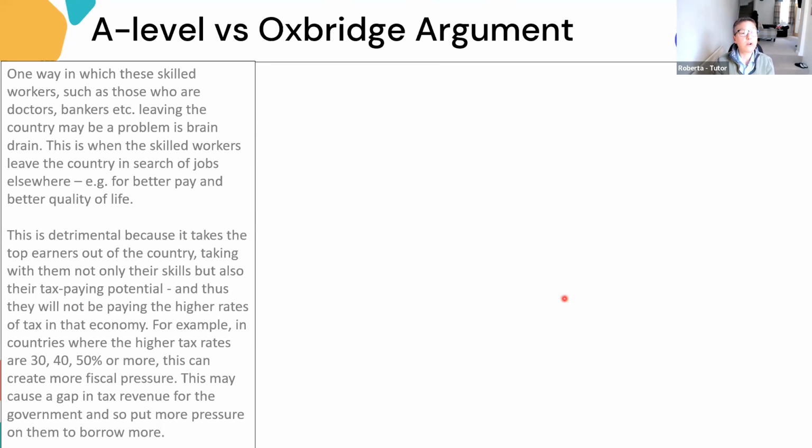This is when the skilled workers leave the country in search of jobs elsewhere for better pay and better quality of life. This is detrimental, it's quite a nice word, because it takes top earners out of the country, taking with them not only their skills, but their tax-paying potential. And thus they will not be paying tax in that particular economy. For example, countries where there's higher tax rates, 30, 40, or 50% or more, can create more fiscal pressure. That's a gorgeous phrase, love that phrase, try and remember that. This may cause a gap in tax revenue for the government and so put more pressure on them to borrow.